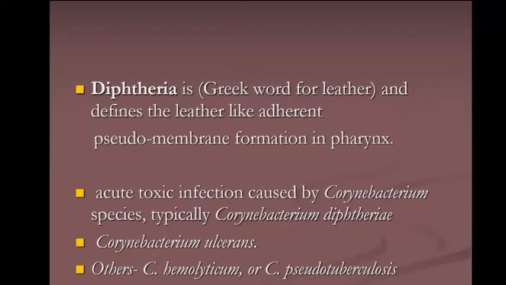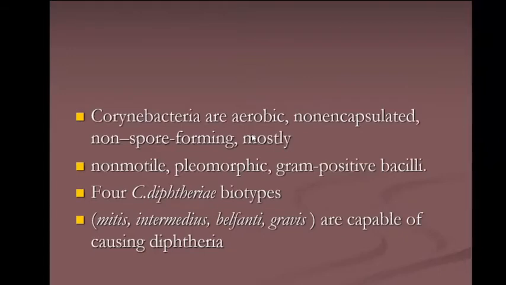Diphtheria, the causative organism, is caused by Corynebacterium, and most importantly Corynebacterium diphtheriae. The next important cause is Corynebacterium ulcerans, and other species like hemolyticum and pseudotuberculosis are also there. And these Corynebacteria are aerobic, non-capsulated, non-spore forming, and non-motile gram-positive bacilli.